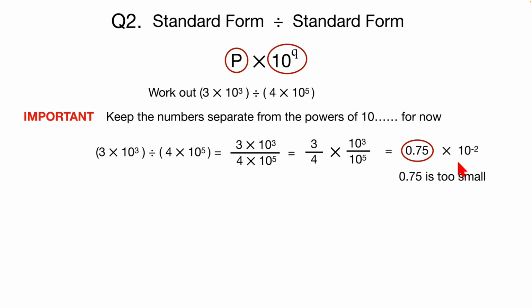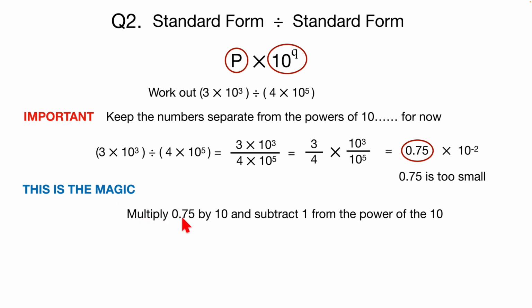So this is the magic. Multiply 0.75 by 10 and now subtract 1 from the power of the 10. We need to keep this number the same. So if I make this 10 times larger, I have to make this 10 times smaller. So I have this 10 times larger, and I have reduced the index by 1.